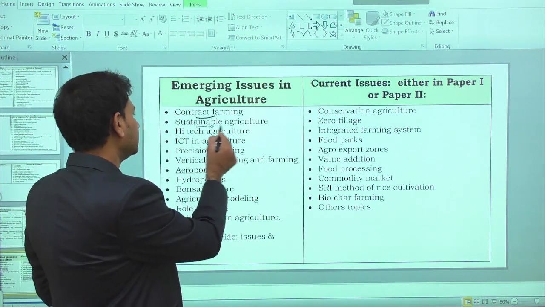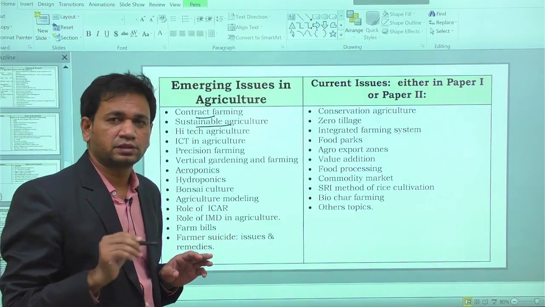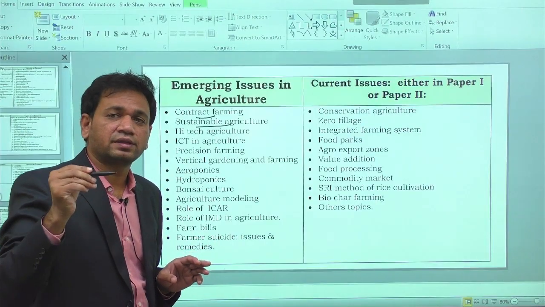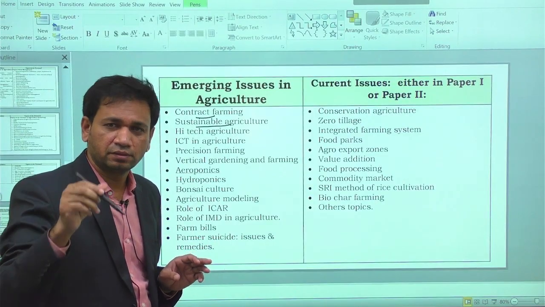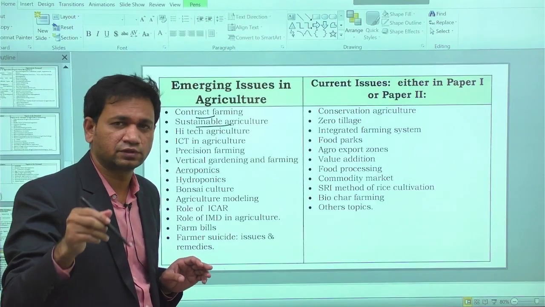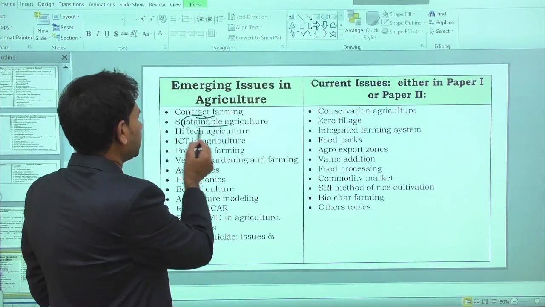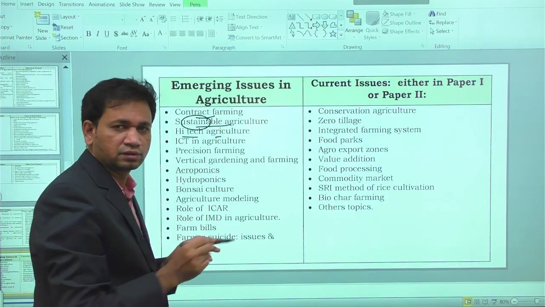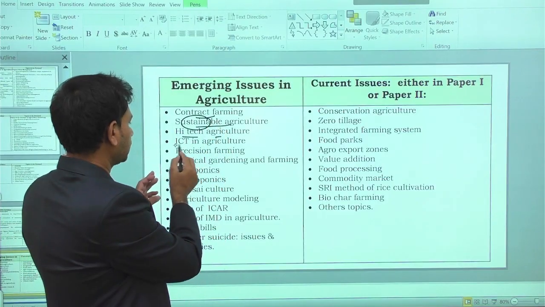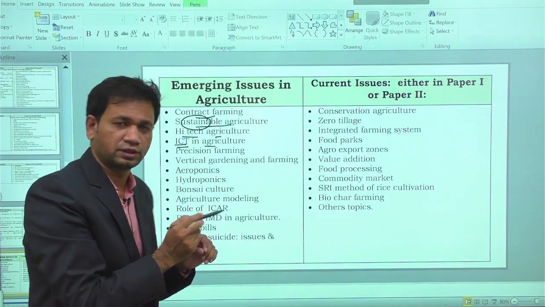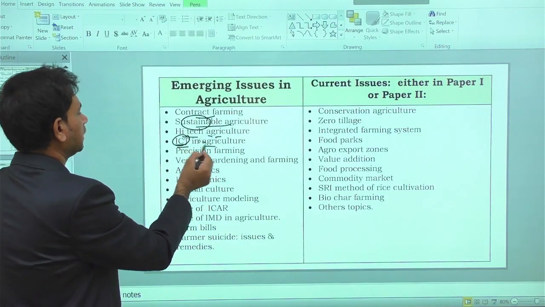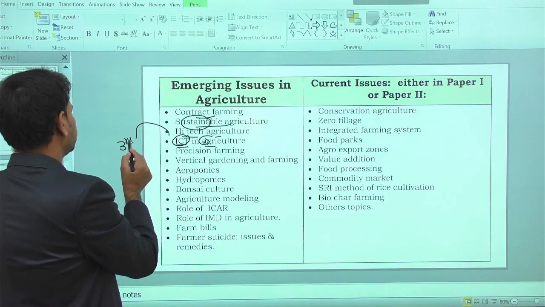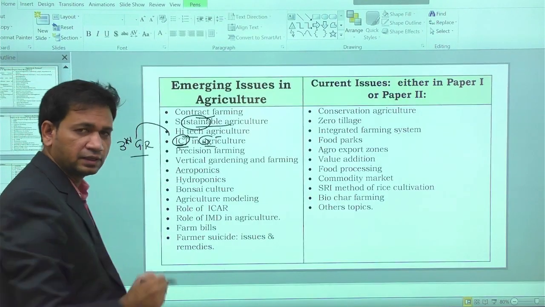Another is sustainable agriculture. Sustainable agriculture is more about carrying the capacity of the present resources for the future generation, right? Sometimes it is also called eco farming. Another is high tech agriculture, right? Another is the role of ICT in agriculture. When there is more role of ICT in agriculture, there is a third green revolution. The third green revolution can be possible.